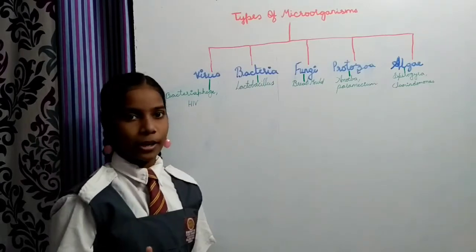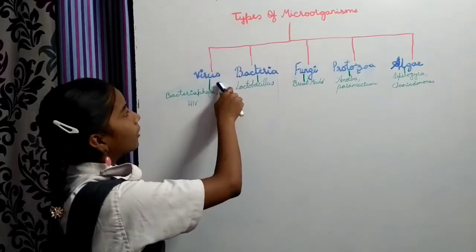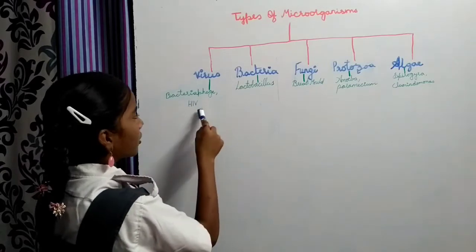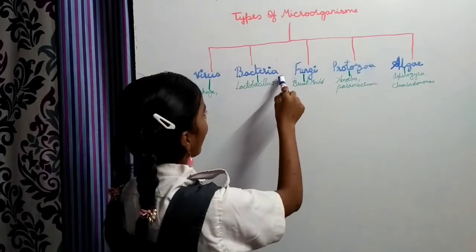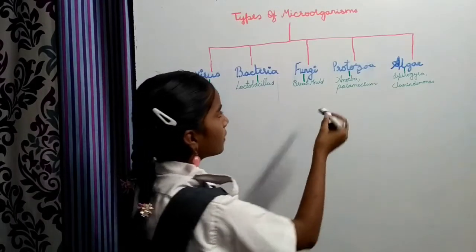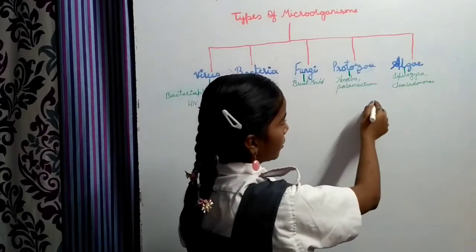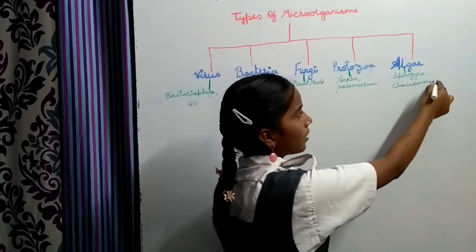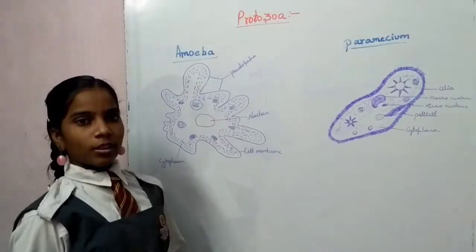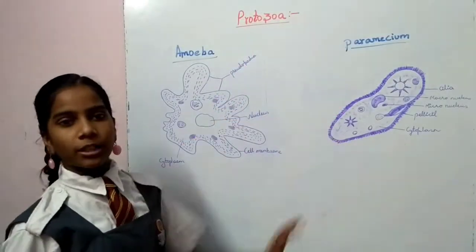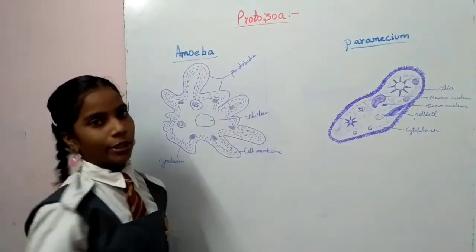There are 5 types of microorganisms. The first is virus, that is bacteriophage and HIV. And next is bacteria, that is lactobacillus. Then comes fungi, bread mold, then protozoa, amoeba, paramecium, and then comes algae, spirogyra and chlamydomonas. So amoeba and paramecium are the two examples of protozoa that I am going to tell today.